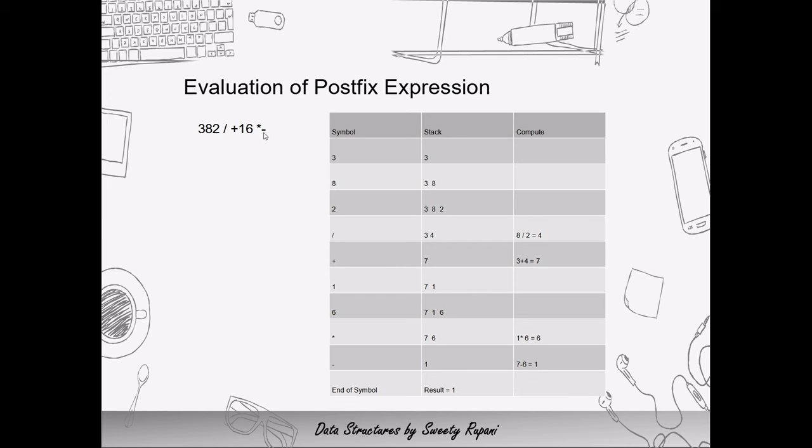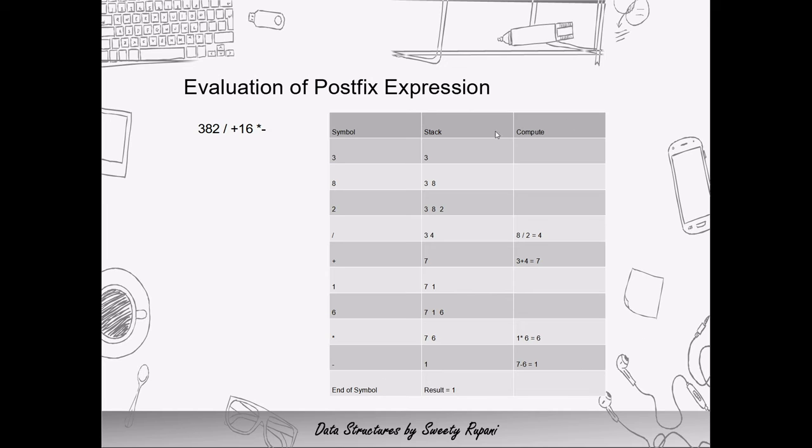The last symbol we come across is minus. When you see minus, again it's an operator. Pop two elements out of a stack. Popping 6 and 7 out of a stack, compute its result, giving result as 1, which will be pushed onto a stack. At this point of time, I get to know that this is the ending of an expression. So whenever it's the ending of an expression, that means the result is lying on a stack. And we will have to pop that result out of a stack, printing the result to be equal to 1.